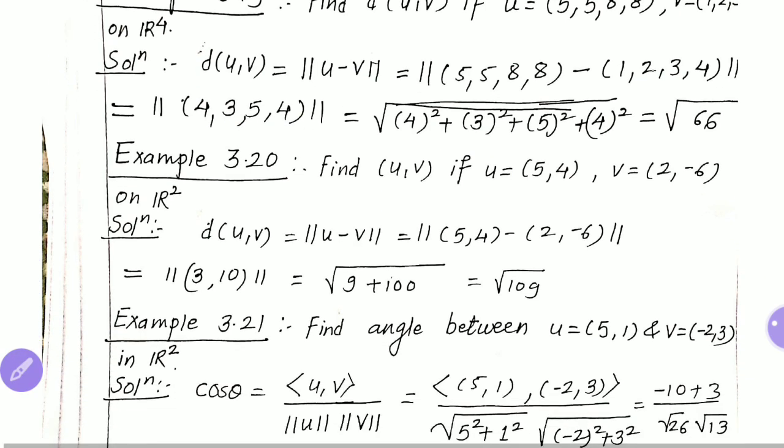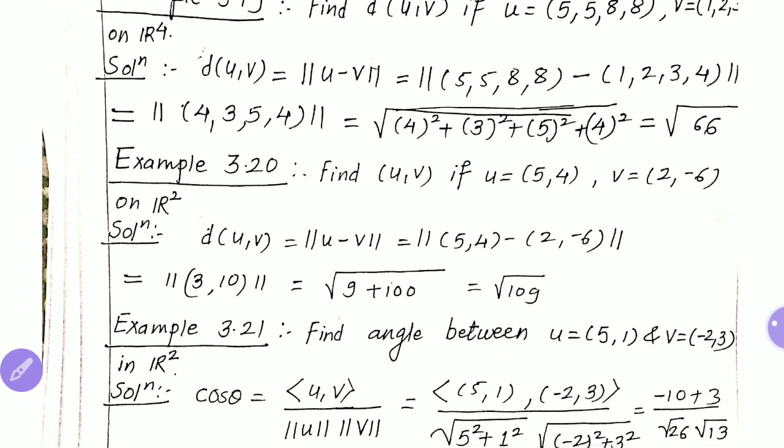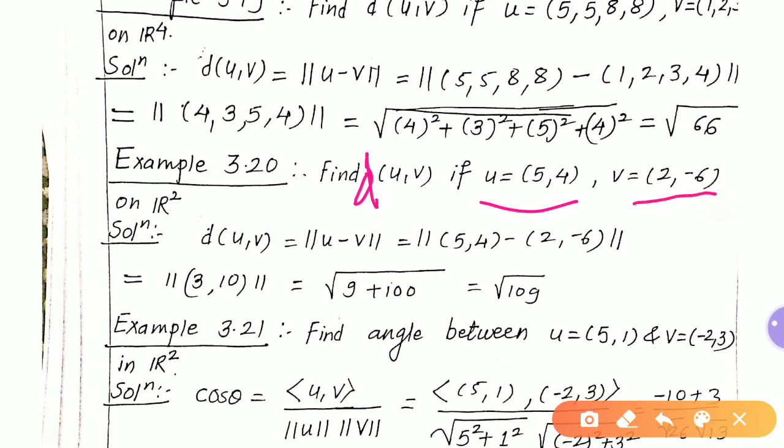The next example is to find the distance of u comma v. Actually the d is missed here. It is the distance of u comma v if u equals this vector, v equals this vector. In a similar way, like the previous example, you will get the answer as root of 109.